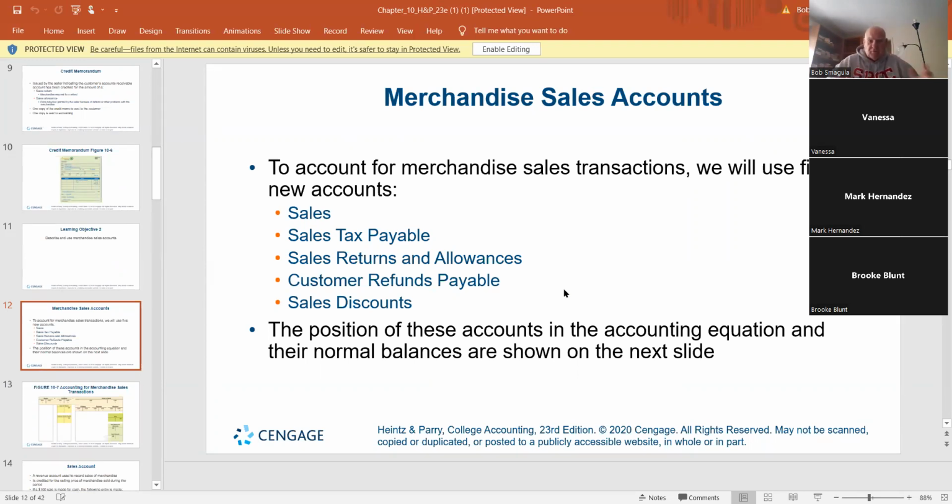Revenues is a more generic, overall sweeping term for income. Sales are just that, sales of your product. So we're going to credit sales whenever we sell something. We're going to have sales tax payable if there's sales tax involved, and that's going to be a liability to record. Sales returns and allowances. We're skipping customer refunds payable deliberately, and sales discounts are the two we're going to talk about now.